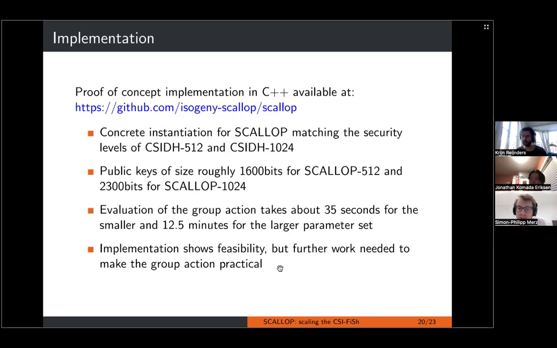Unfortunately, though, the group action is quite slow, so that's where further work is needed. The SCALLOP 512 evaluation takes roughly 35 seconds and SCALLOP 1024 12 minutes. So the implementation shows feasibility rather than that this group action is now already practical for applications.